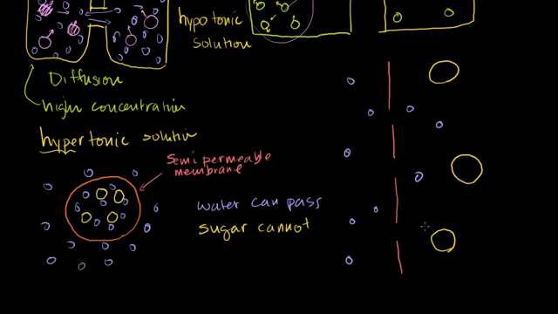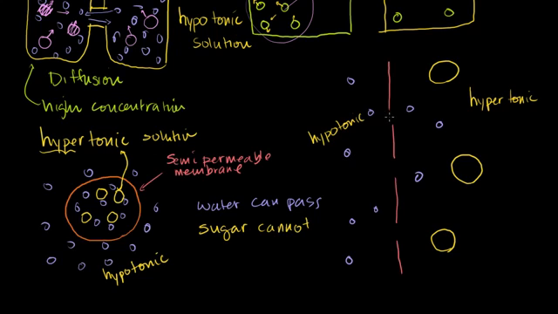Now, what do you think is going to happen in this situation? First of all, let's use our terminology. Remember, sugar is our solute, water is our solvent, and we have a semi-permeable membrane. Which side of the membrane has a higher or lower concentration of solute? Well, the inside does. The inside is hypertonic. So I could write here, hypertonic. The outside has a lower concentration, so it's hypotonic. It's hypotonic out here. Lower concentration of solute.